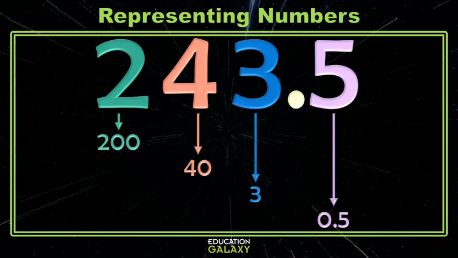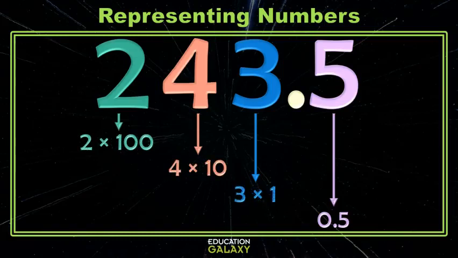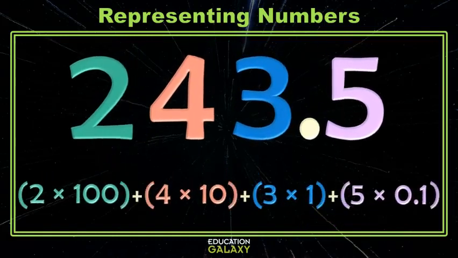So my 200 is 2 100s. My 40 is 4 10s. My 3 is 3 1s. And can you guess what my 5 is? Well, it's 5 1/10. Makes sense, right? And then, to write it in its expanded notation, we're going to write it as a sum. Ta-da!